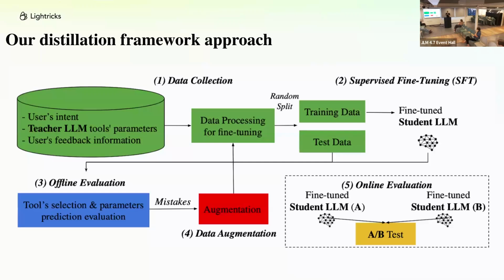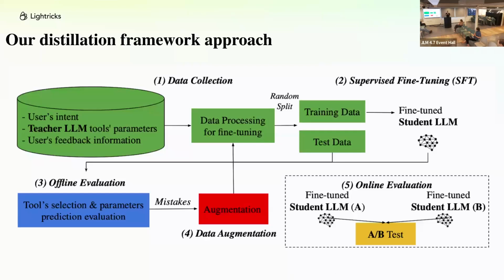Then our next component is the offline evaluation. Online A/B testing is expensive and takes time, so we would like to develop offline metrics that will predict how the student LLM will perform in an online A/B test. So this is the offline evaluation. We take into account the tool selection and parameters prediction evaluation. And then we use an efficient data augmentation technique.